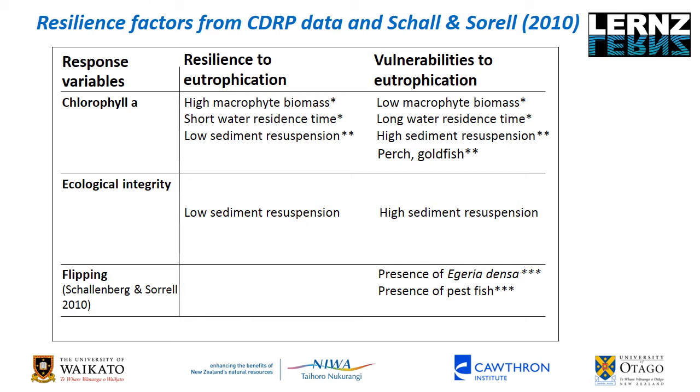tendency for lakes to flip between alternate stable states, we have the presence of Egeria densa and the presence of a number of fish species which are highly associated with this flipping. So we have a number of indicator variables here that are key mediators of the nutrient chlorophyll A response in lakes.